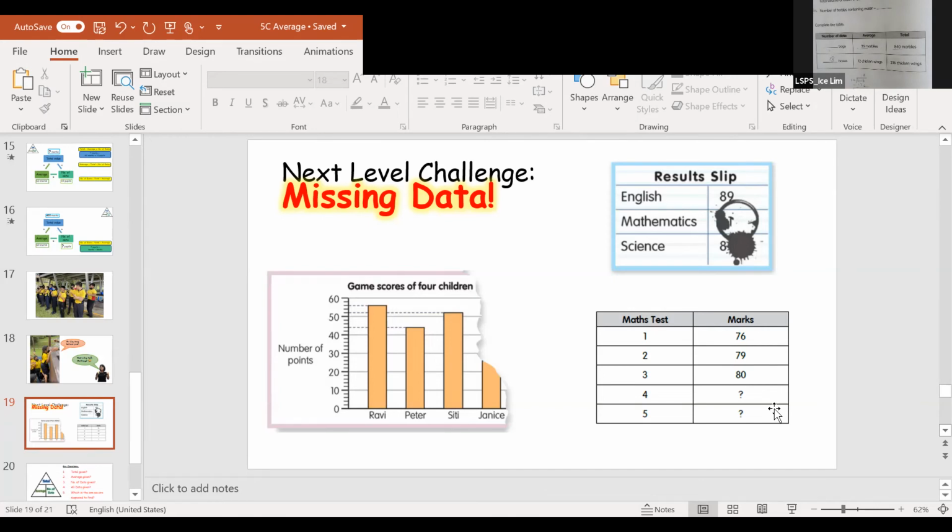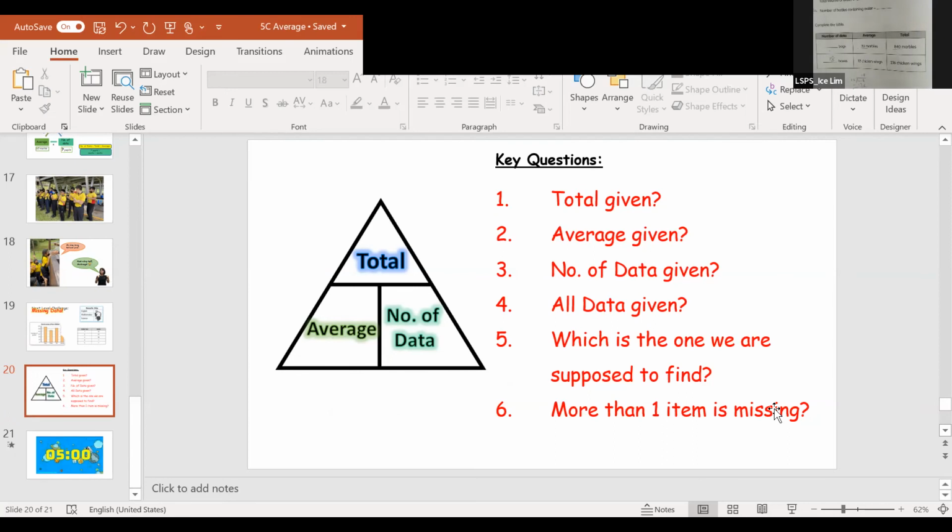Okay, all right. So today's key question is this. We're going to deal with missing data tomorrow. For now, questions 1 to 3. The key questions: is the total given, is an average given, is a number of data given? Which one am I being asked? Is it okay so far? We have about 2 minutes, so let's catch a video.